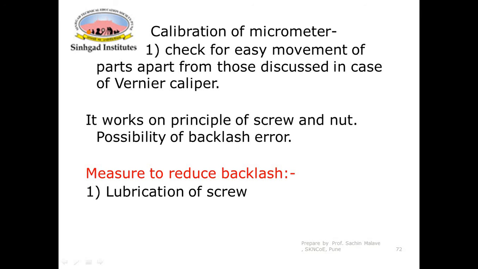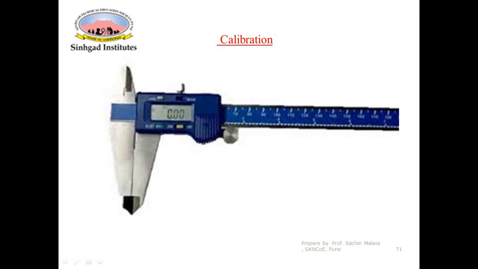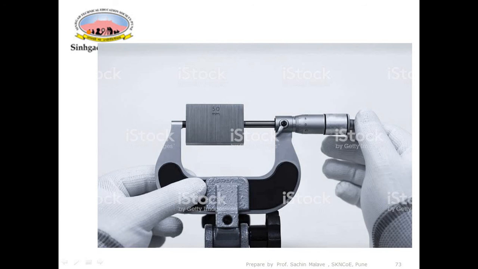principle of screw and nut. Everybody knows how the screw and nut works. So there is a possibility of backlash error. You might find out what a backlash error is. The movement of the spindle is like a screw and nut.